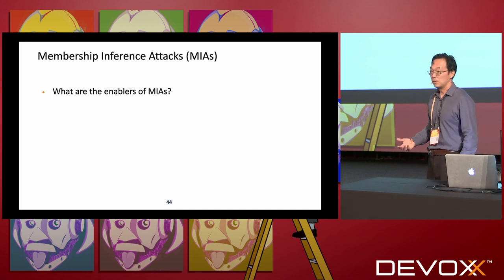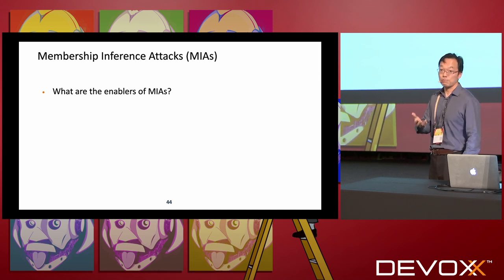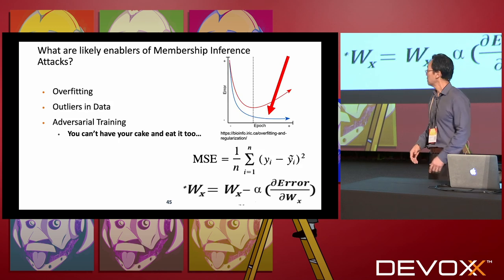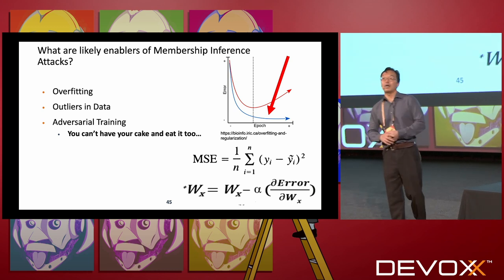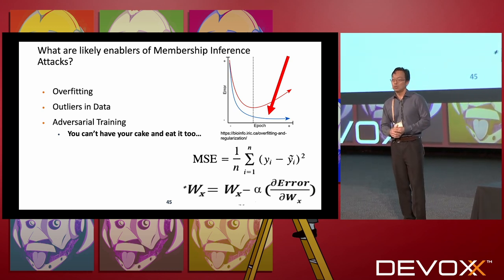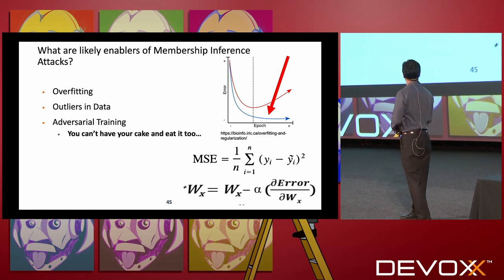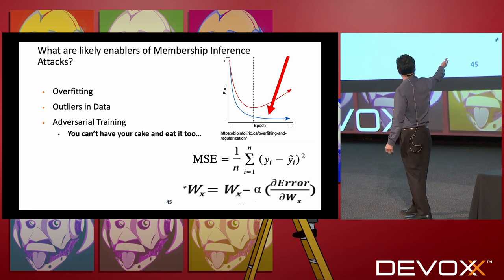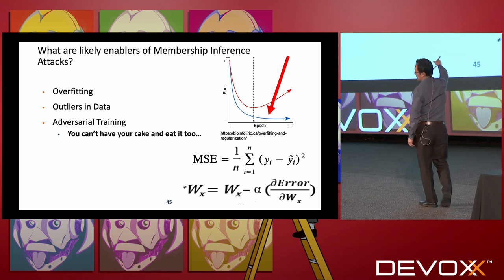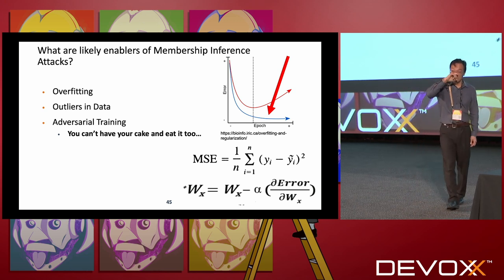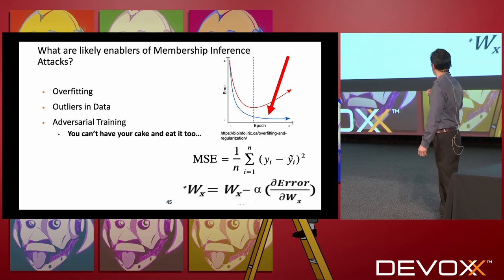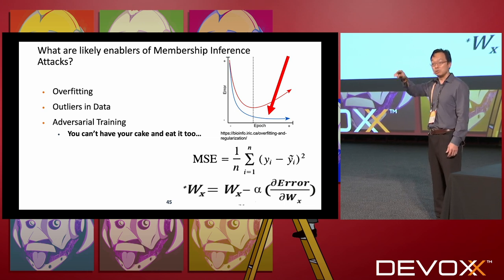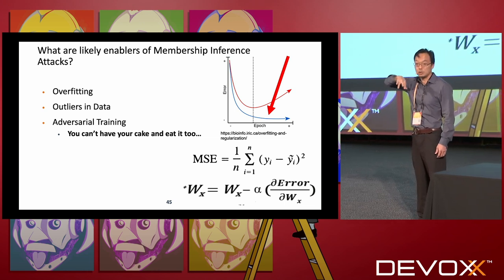Anyone have any idea? We've been talking about it. Overfitting. Very good. But what can also contribute to this is outliers in your training data. The reason outliers contribute very significantly to your weights is this: MSE stands for mean squared error. It's one of the loss functions used when you're training a neural network model to figure out the error, when you calculate the derivative of the error with respect to each weight.